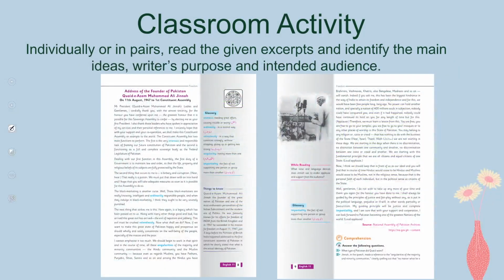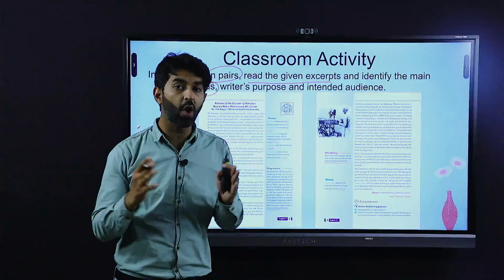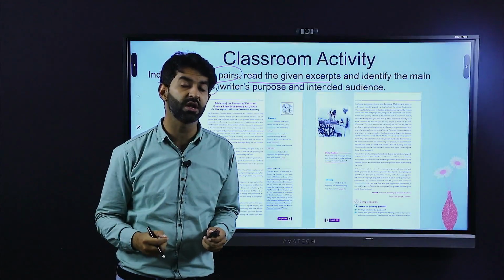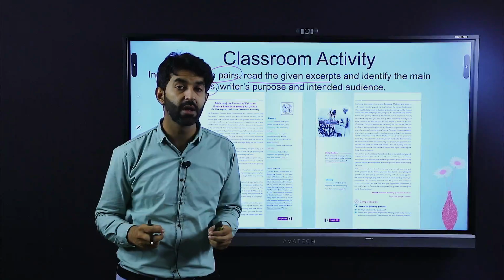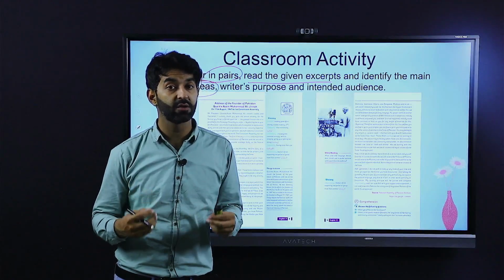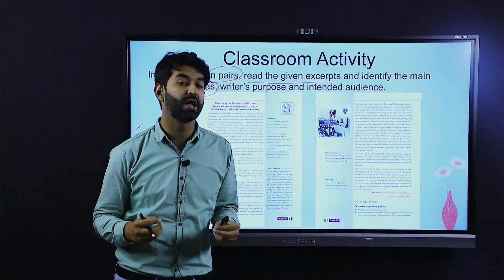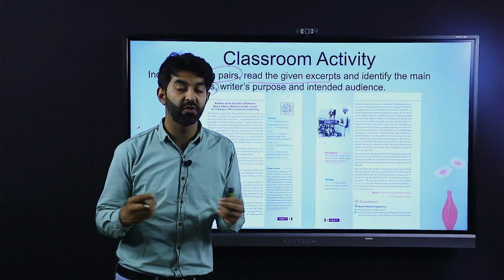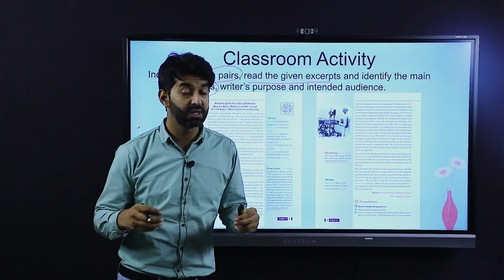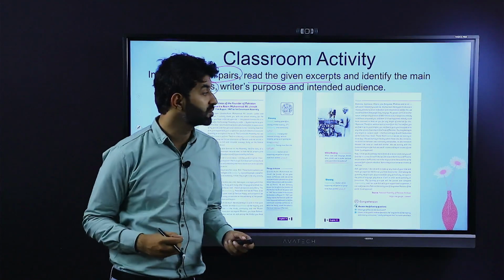You can get it from the book, individually or in pairs. You have to read the given excerpt and identify the main ideas, writer's purpose, and intended audience. All these three things are mentioned in our students' learning outcome. We need to achieve it by doing practice as much as we can, so that we can be fully aware of these techniques and achieve our students' learning outcomes.